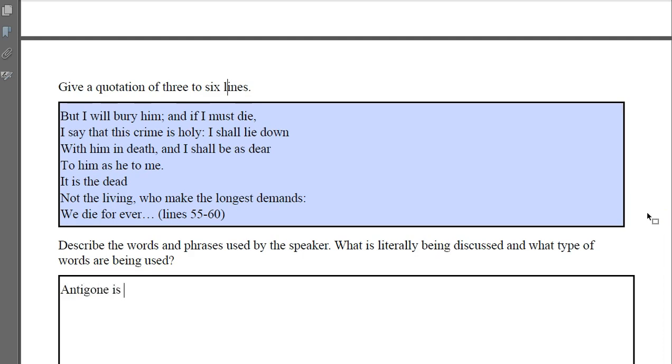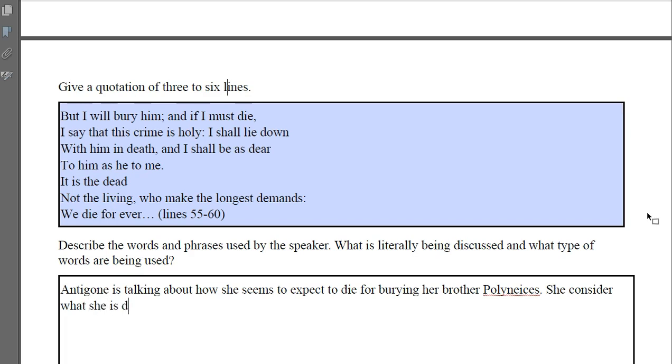Antigone is talking about how she seems to expect to die for burying her brother Polynices. She considers what she is doing to be holy. She knows what the gods and the dead want her to do. And again, right now I'm just describing what I'm seeing.